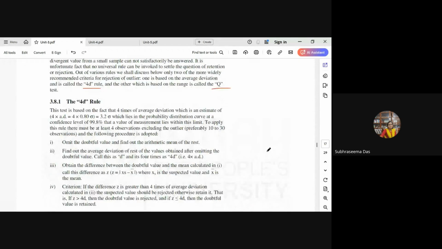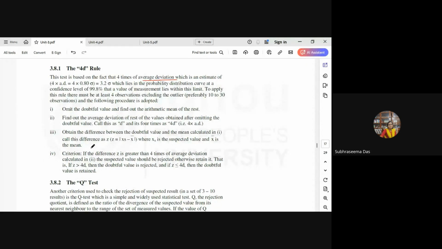The 4D rule indicates 4 times the average deviation that we have obtained, and then we find the distribution curve and the confidence level, and the following method is adopted. The doubtful value is omitted, we first find the arithmetic mean, then 4 times the average deviation value, and then we obtain the difference between the unwanted value and the mean that we have calculated.